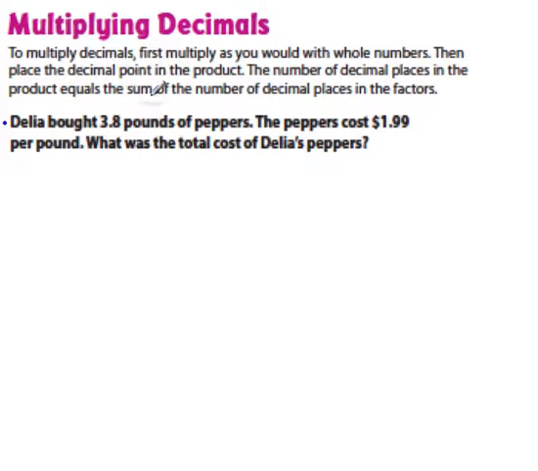So I have two examples that I want to show you so you can see exactly how this works. So our first example, I have Delia, and she bought 3.8 pounds of peppers, and the peppers cost $1.99 per pound. What was the total cost of Delia's peppers? Well, we can multiply this and find out. So I set up my problem. I include my decimals so I can see.